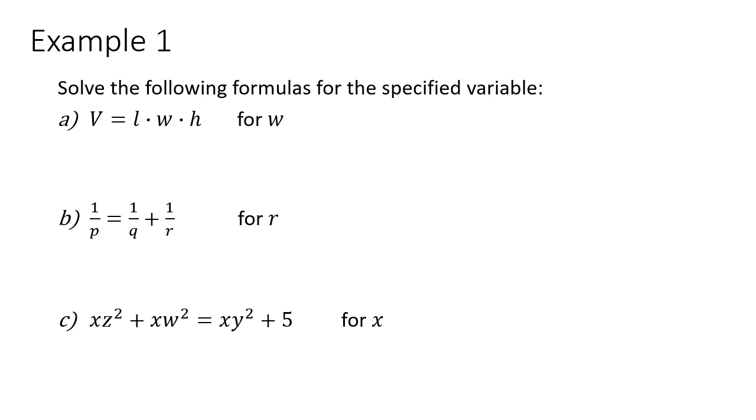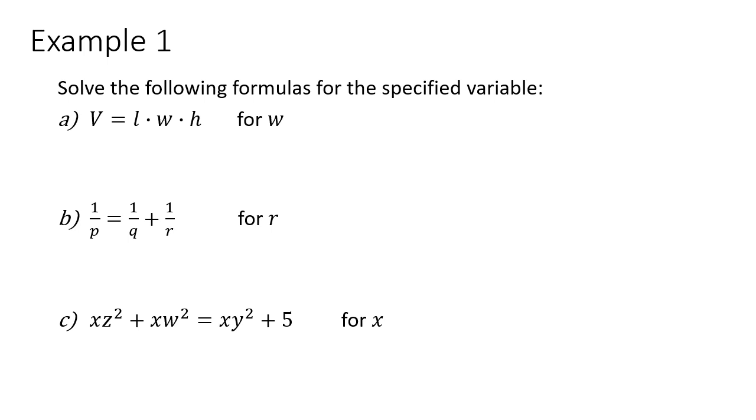In example 1, we're asked to solve the following formulas for the specified variable. This example starts off pretty straightforward with part A. We get V is equal to L times W times H. This is actually the formula for volume of a box, length times width times height. And we are asked to solve this for W.